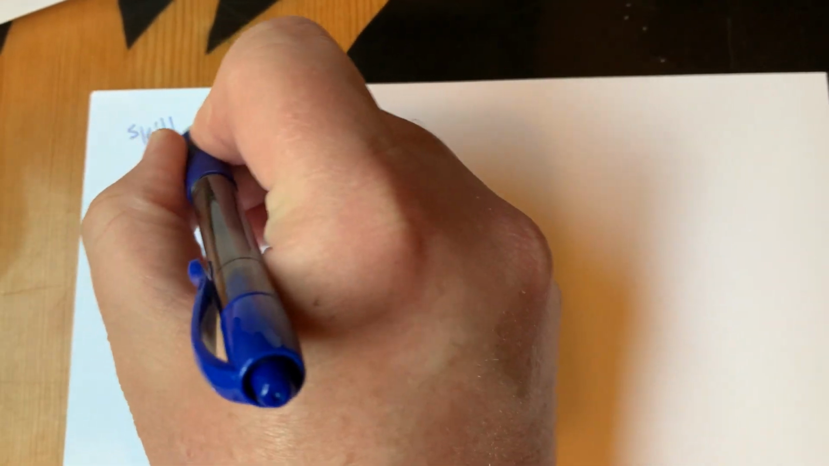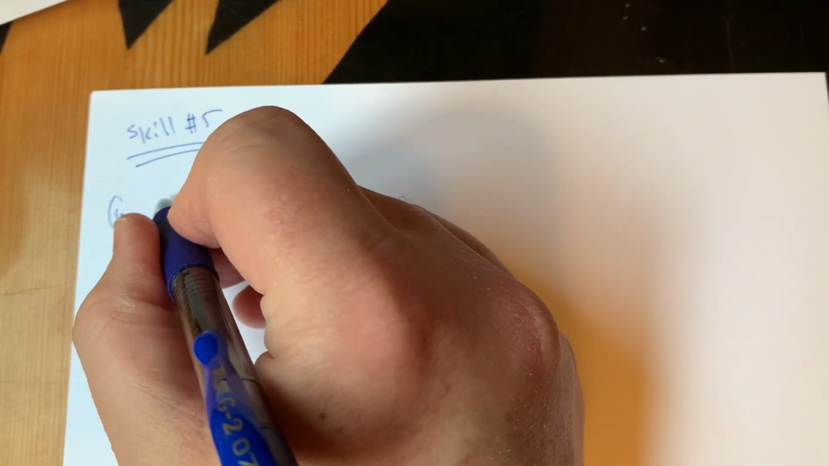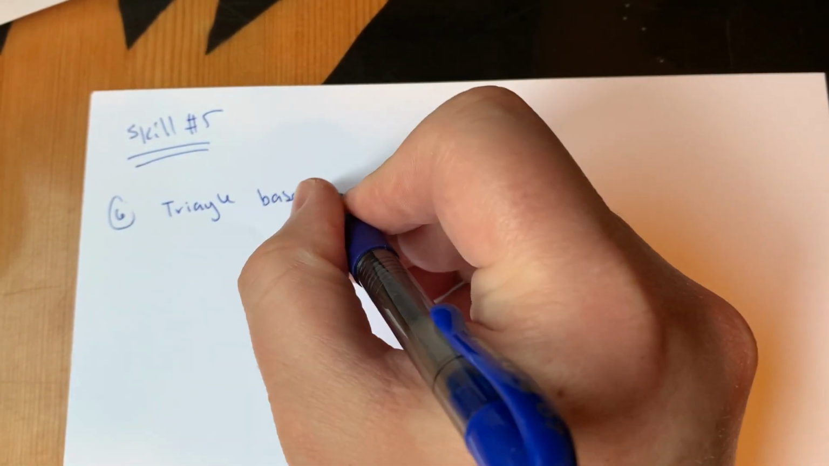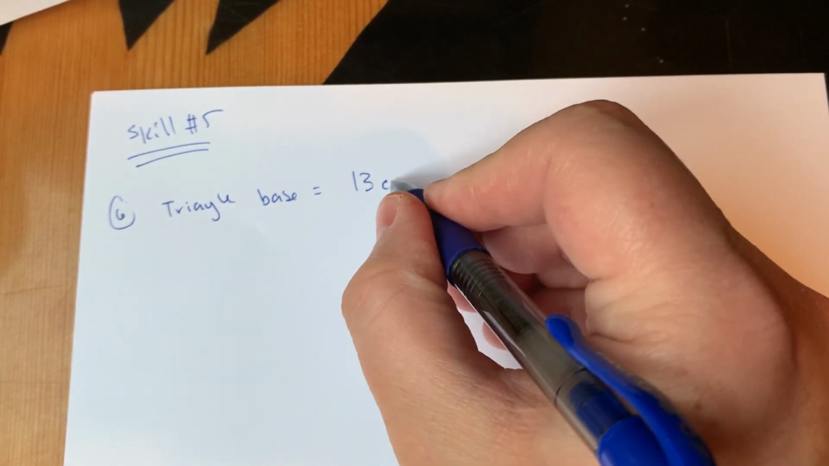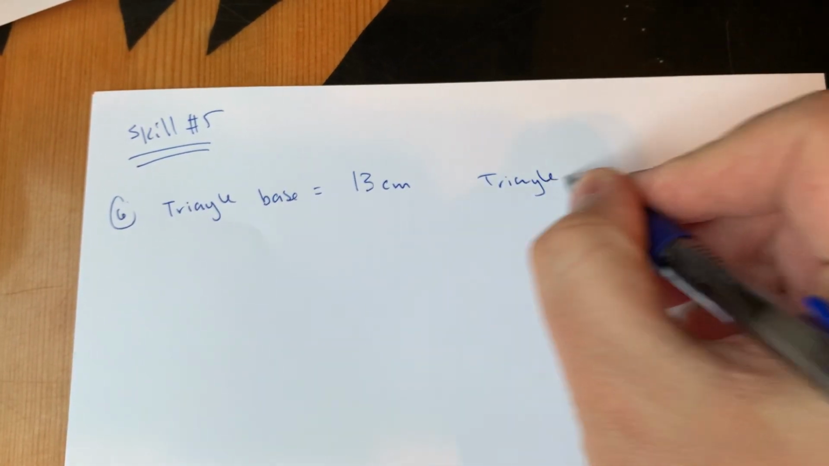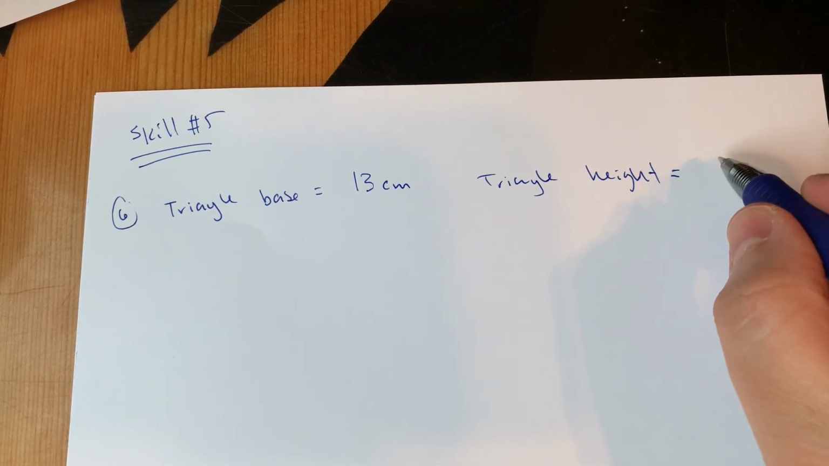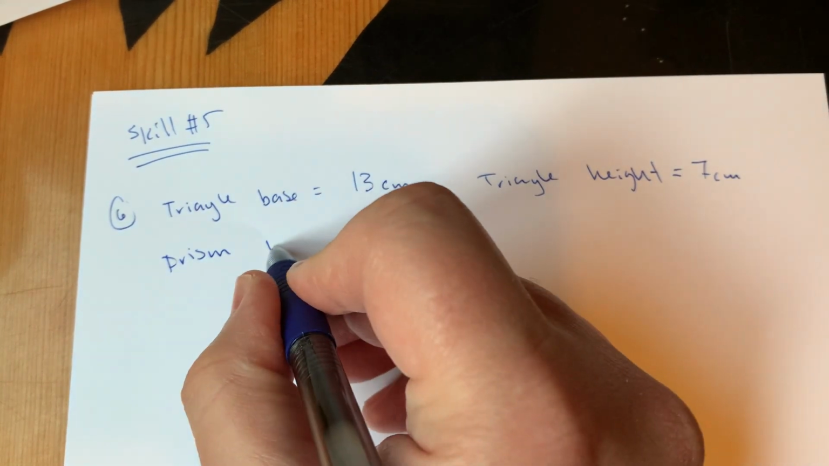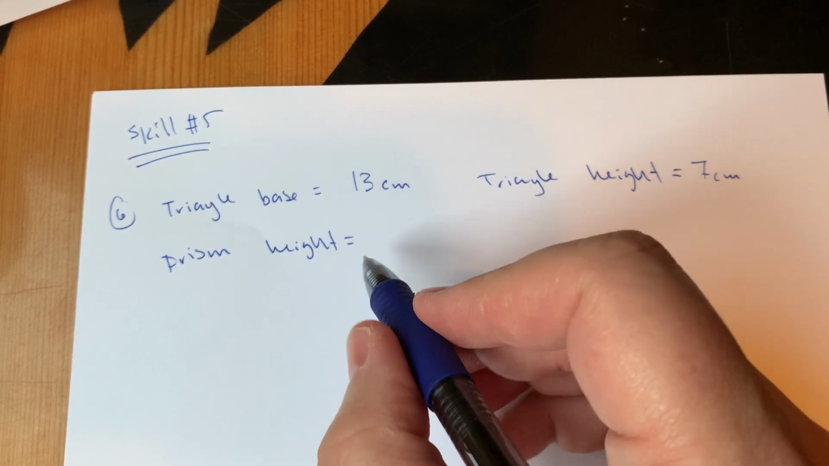So let me remark where we are. Problem number 6. So my triangle base was what, 13 centimeters. My triangle height, this is a wide, squat one, was 7. And then the prism height was 15.